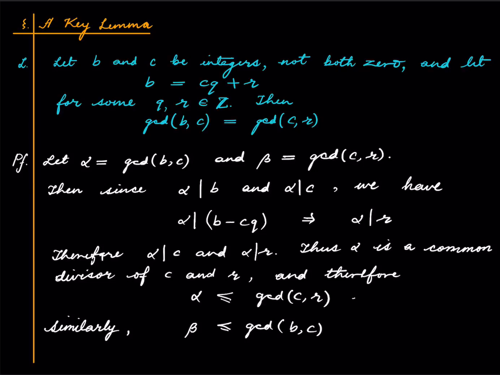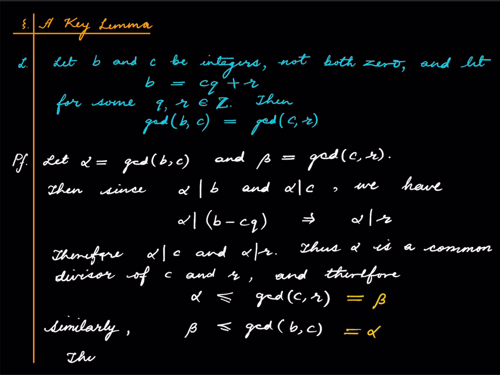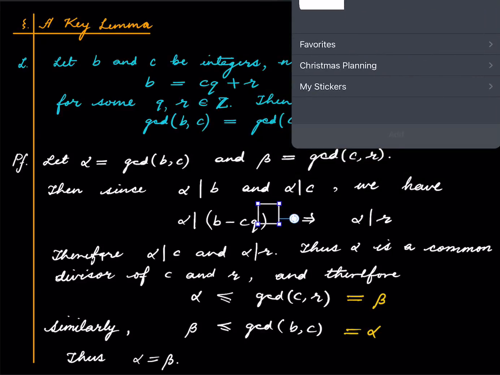But what is GCD of C and R? GCD of C and R is equal to beta, and this is equal to alpha. So now if we look at these two inequalities, alpha less than or equal to beta and beta less than or equal to alpha, we conclude that alpha equals beta. And that's it. This is what we wanted to show. We wanted to show that this GCD is the same as that GCD, and that's what we showed. Great. So we have shown this. Let me mark that with the Helmholtz symbol.